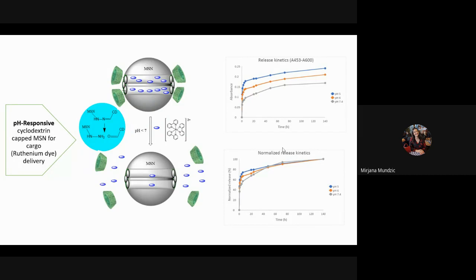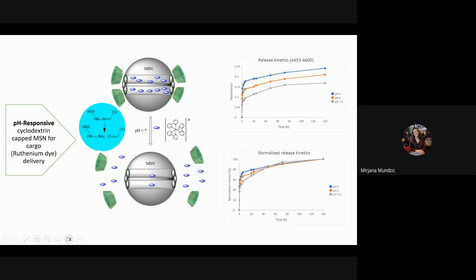Okay, so here is the system. We call it the pH-responsive cyclodextrin-capped MSNs for cargo delivery. I will go step by step to try to explain our scheme. So this is the MSN nanoparticle whose pores are filled, in this case, with the ruthenium dye.